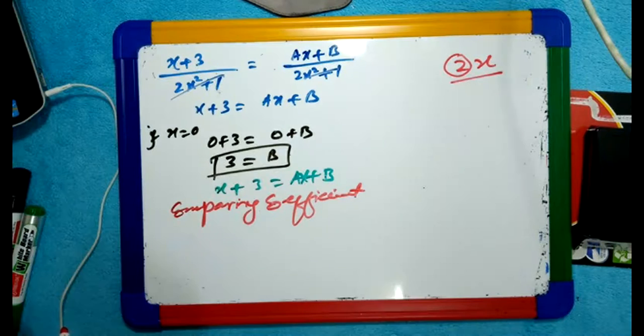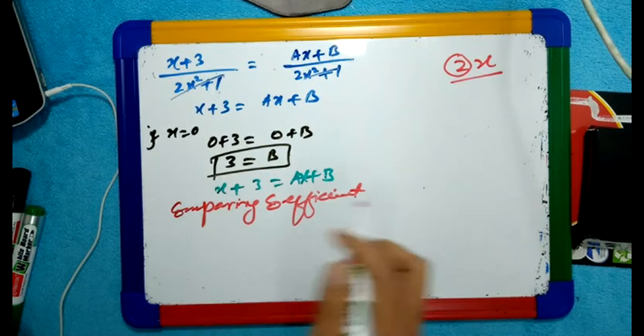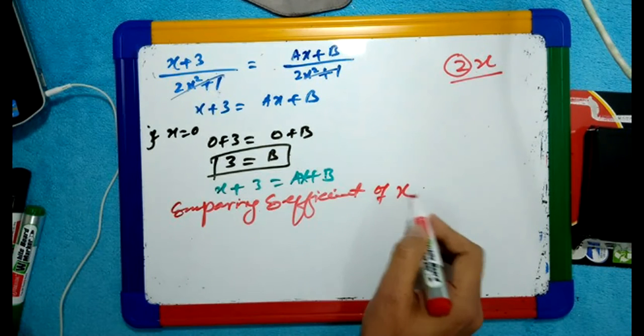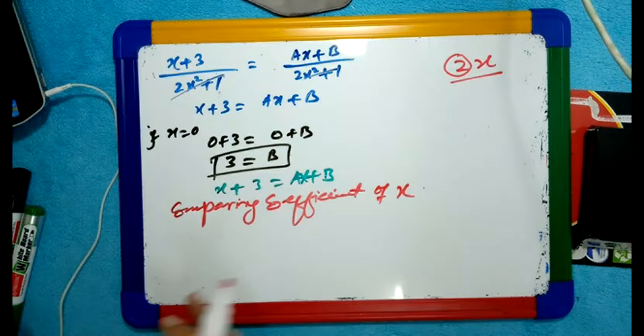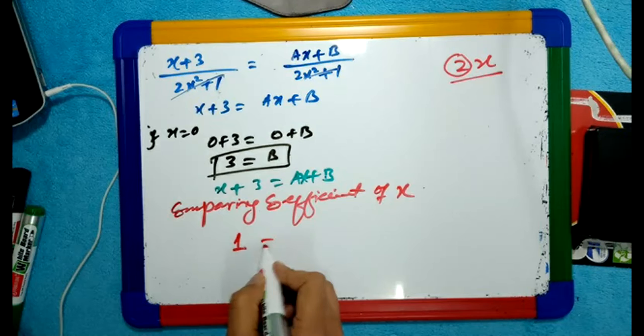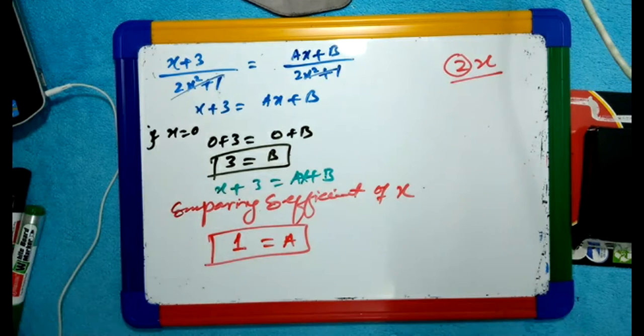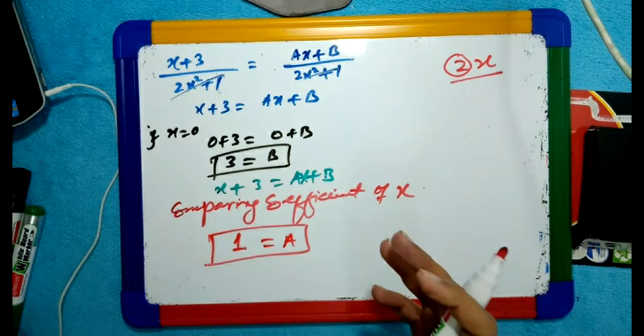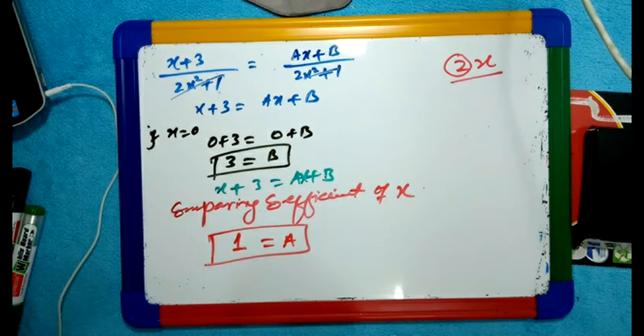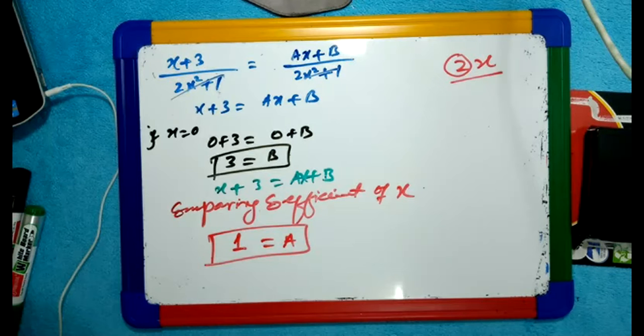So here I will compare the coefficient of x. What is the coefficient of x on the left side? 1. And on the right side? It's a. In the first time you got it because the equation was very simple. Sometimes it's very long and we have to compare first the x square coefficient, then the x coefficient, and then the constant. So a is 1 and b is 3.